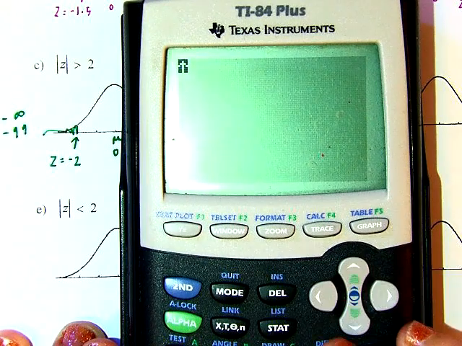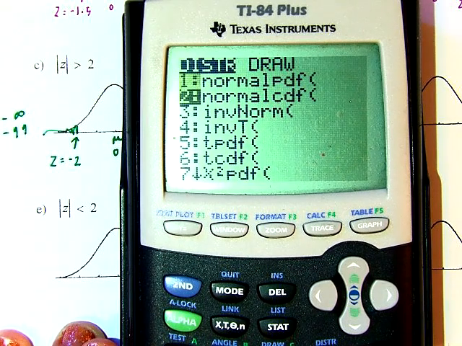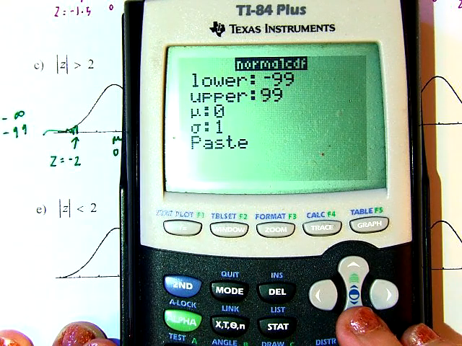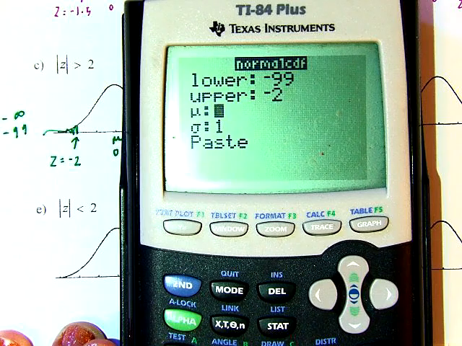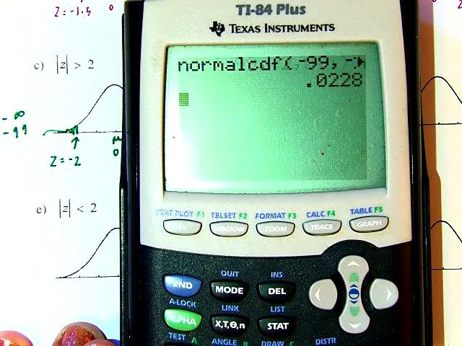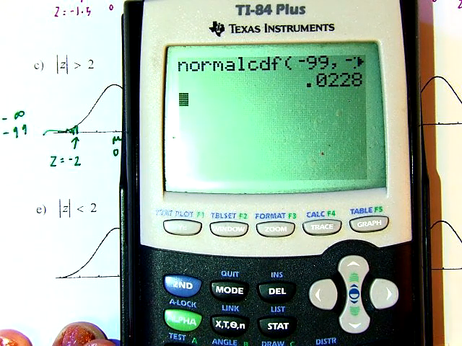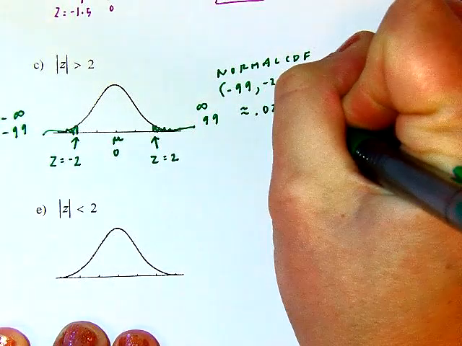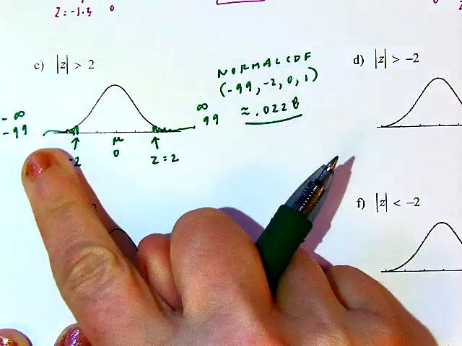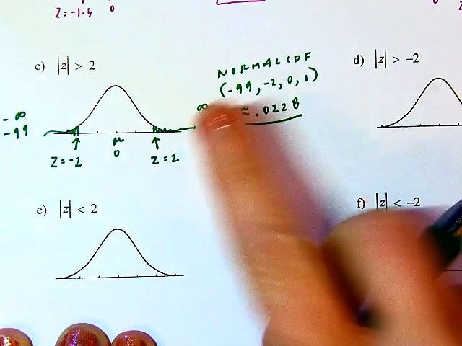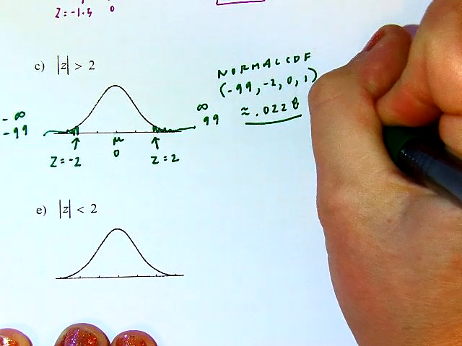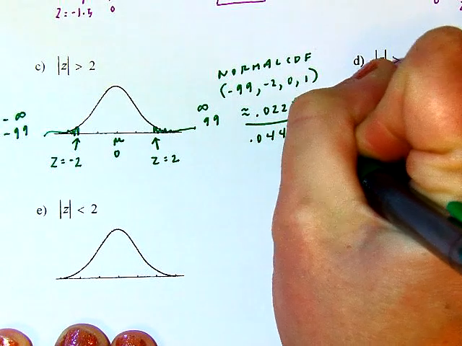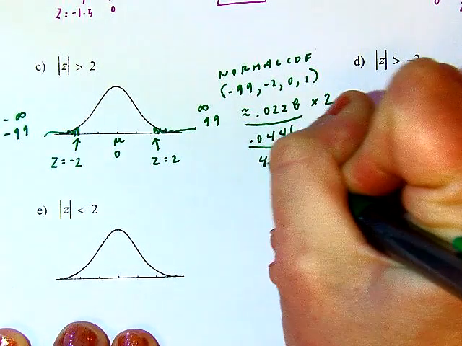Okay, so back to my distribution, second vars, normal CDF, I'm saying negative 99 to negative 2, and again 0, 1. And it gives me 0.0228. And I know that this area and this area are going to match, so I just have to double it. I can multiply it by 2 or add it to itself. And I get 0.0446, which is about 4.46%.